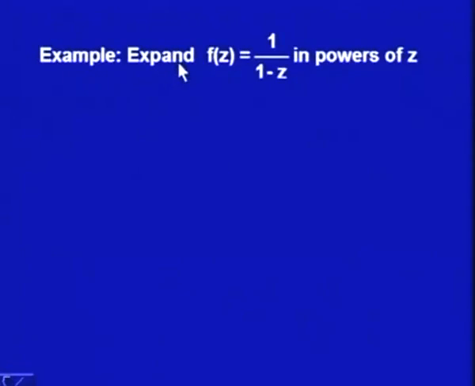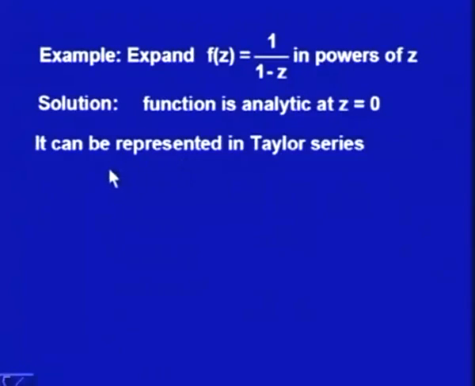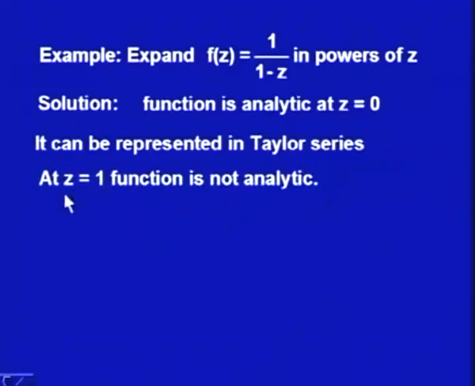So, let us illustrate with some examples. We have been given a function 1 over (1 minus z) and we have to expand it in powers of z. So, we know that this function is analytic at z is equal to 0. If we have to express this in powers of z, then it should be analytic at z is equal to 0, so it can be represented in Taylor series. At z is equal to 1, the function is not analytic, it is not defined at z is equal to 1. So, there is no question of analyticity at z is equal to 1.